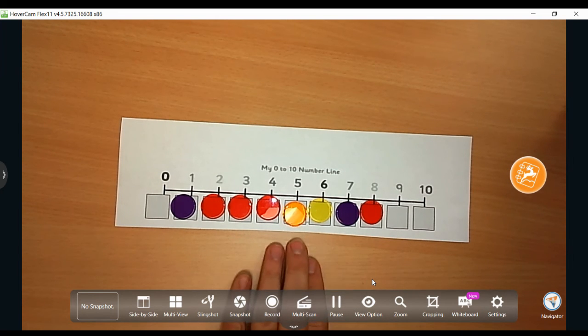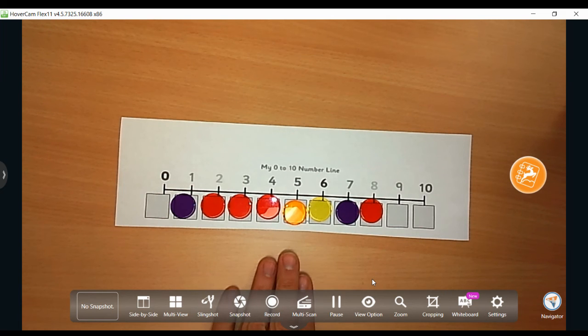What we ultimately want our students to do is to be able to count on from any given number. So maybe it's a higher number than 10. Maybe it's a lower number like 2. But you want to be able to ultimately count on from any given number.